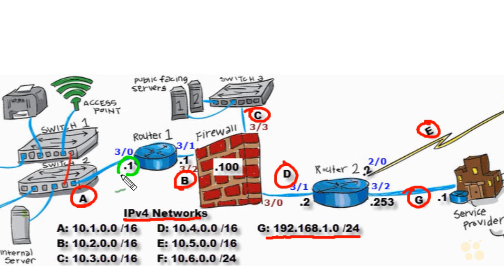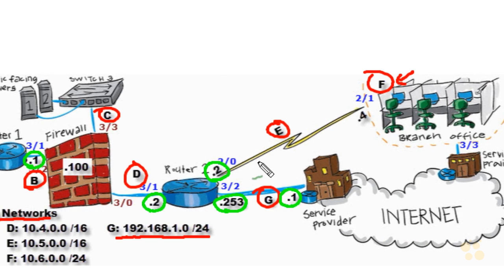Here circled in green are the host IP addresses that I've assigned to the router. So router 1, its IP address ends in .1 on both of its interfaces. And router 2, on its interface going to the firewall, ends in .2. And the 2/0 interface also has a .2. However, the interface that goes over to the internet service provider, which is on the 192.168.1 network, has a host address of .253, and our service provider on that same network has an IP address that ends in .1. At our branch office up here across the serial link, they've got a .4 as their host IP address in that last octet.